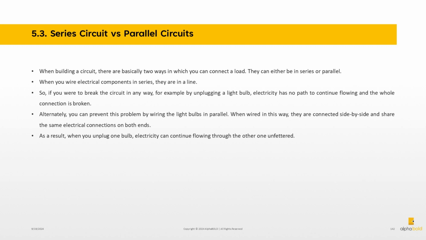Alternately, you can prevent this problem by wiring the light bulbs in parallel. When wired in this way, they are connected side by side and share the same electrical connections on both ends. As a result, when you unplug one bulb, electricity can continue flowing through the other one unfettered.